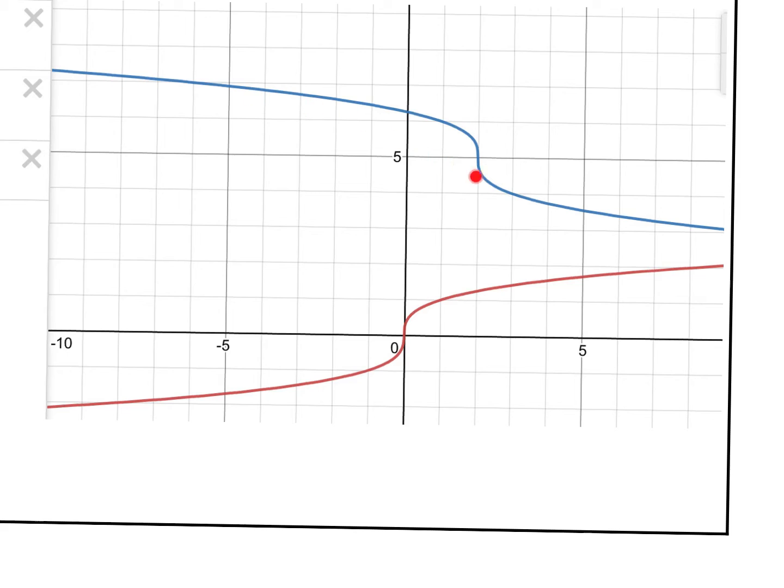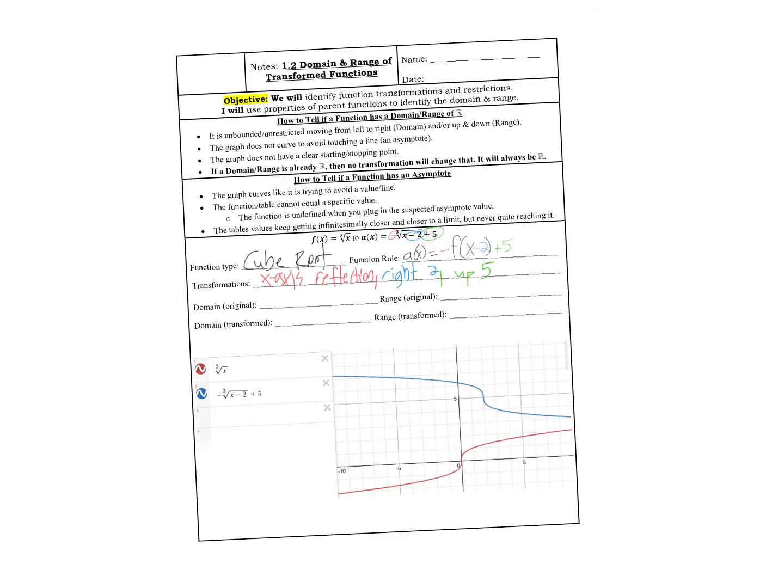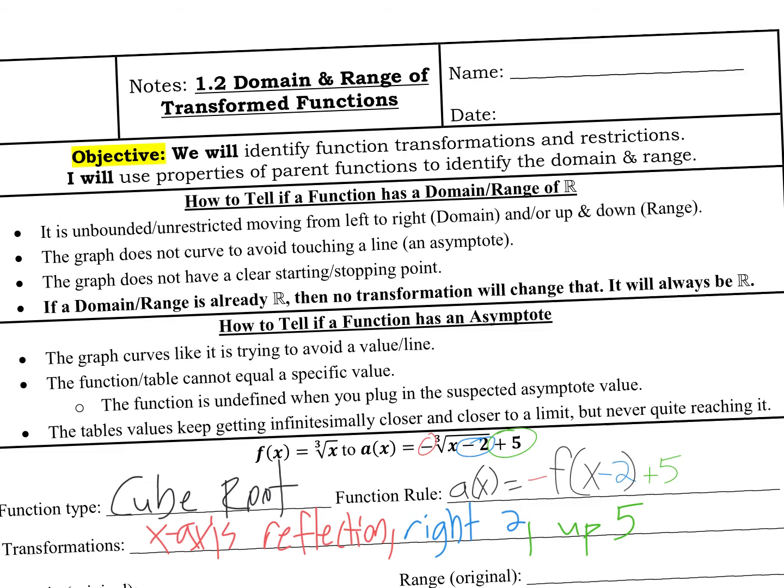It's moving leftward, it's moving rightward, it's going upward when it's moving left, and it's going in the downward direction when it's going to the right. So it has a range of all real numbers as well as a domain of all real numbers. So I put this on my notes and I skipped over it at the top on purpose because I wanted to point it out now. If a domain or range is already all real numbers, then no transformation will change that. It will always be all real numbers.